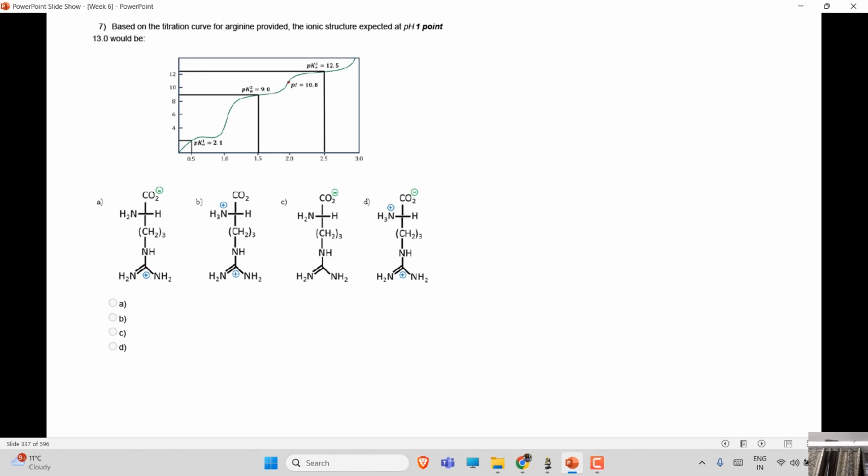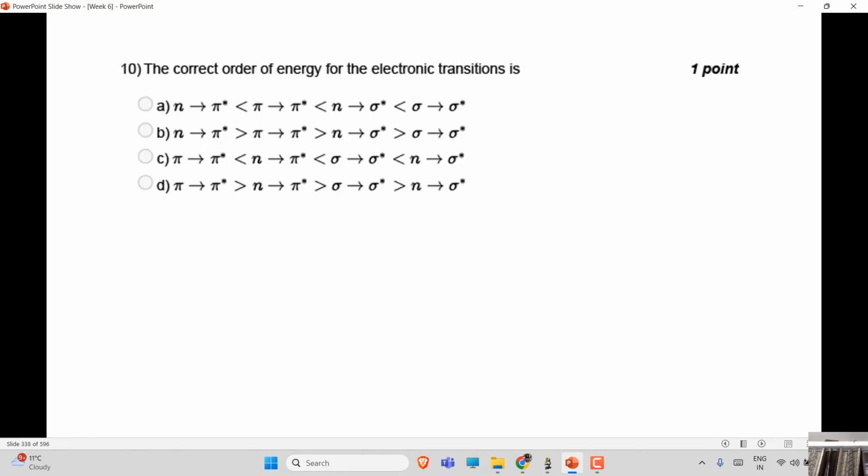So, on to the next question. Okay, so the correct order of energy for the electronic transition is this. These are the four options. Which one do you think is the correct among these? Anybody? I'll wait for a few minutes. You can think about the answer.